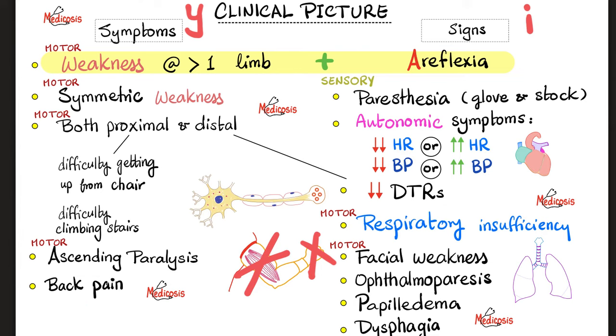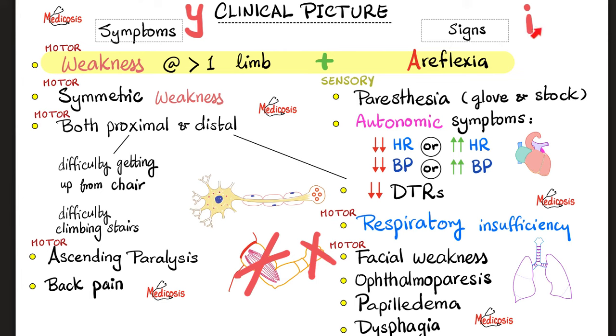Back pain is common. These symptoms are motor; back pain is sensory. Paresthesia, which means tingling and numbness, pins and needles, is a sensory deficit, usually in a glove and stocking distribution. So wherever you put your glove on or your stocking on, you're going to feel tingling and numbness. Autonomic symptoms can happen, including bradycardia or tachycardia, hypotension or hypertension, and these are autonomic symptoms.